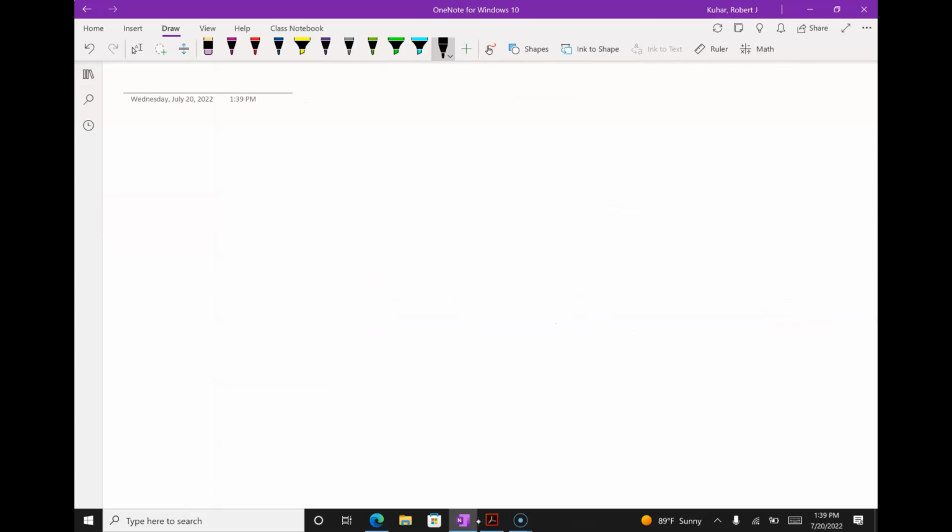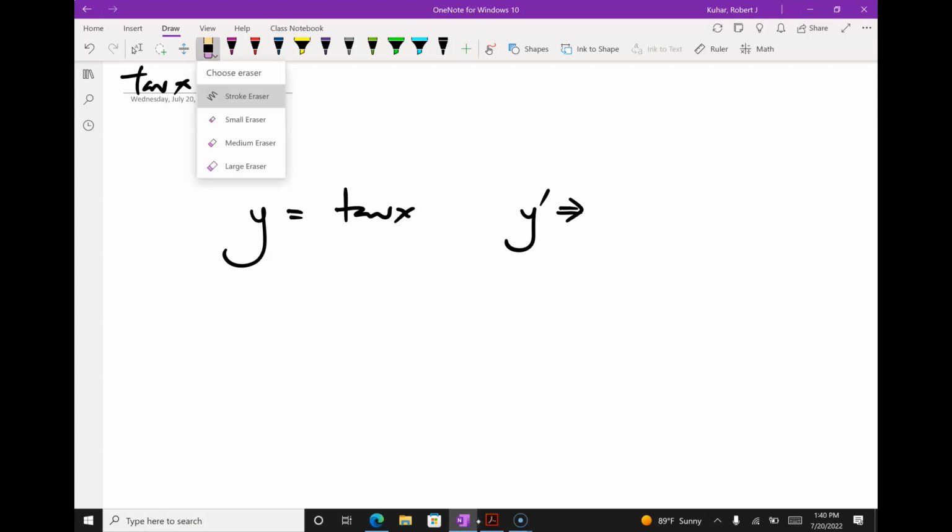Nice, most famous quotient rule of all, the tangent. So y is tangent of x. Who's got the derivative memorized? That's what tangent is. But what's the derivative? Anybody know it? Secant squared x.